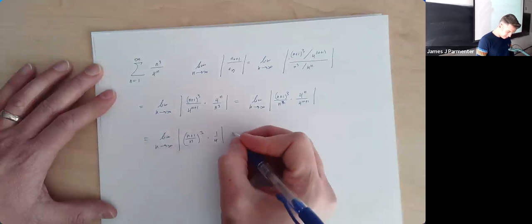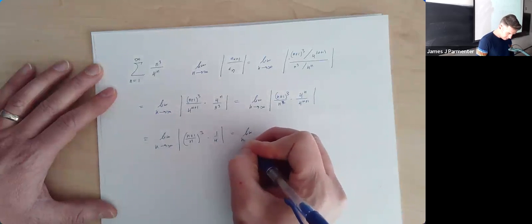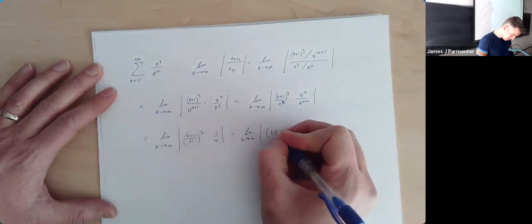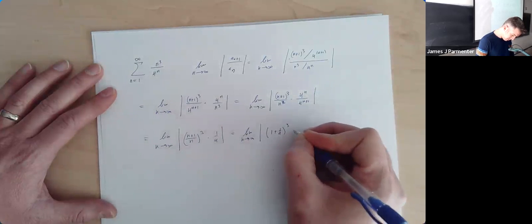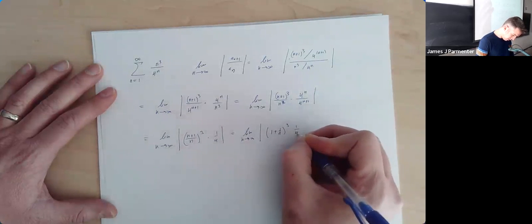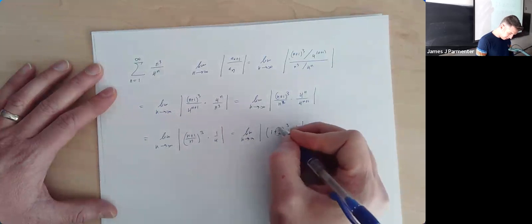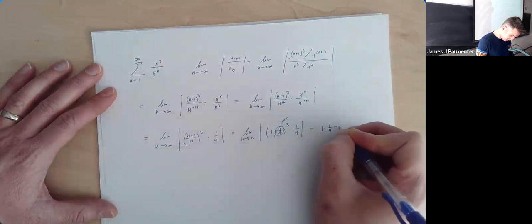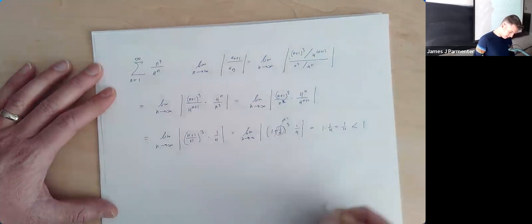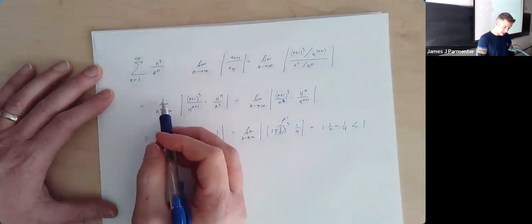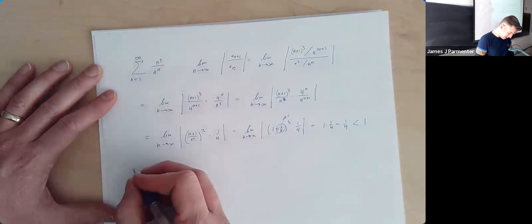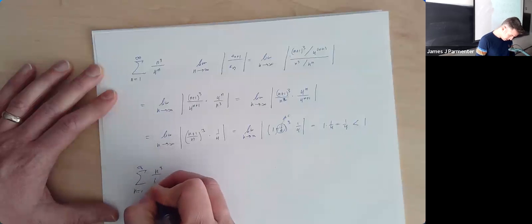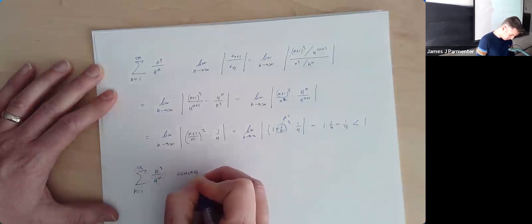You can rewrite it if you want to, and I like rewriting it. n plus 1 over n is just 1 plus 1 over n, to the third, times 1/4. As n goes to infinity, 1 over n goes to 0. You get 1 to the third, so 1 times 1/4, which is 1/4, which is less than 1. Since the limit of this ratio is less than 1, we can say our series converges by the ratio test.